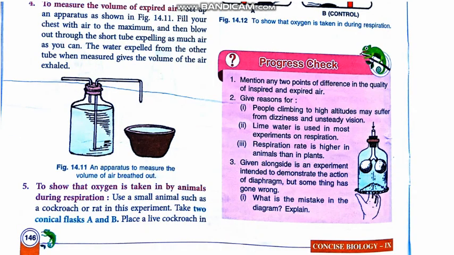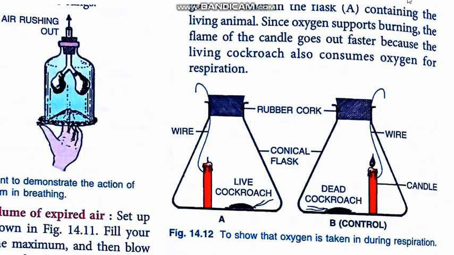Now in the fifth, what we have to do is to show that oxygen is taken in by animals also during respiration. So what we are going to do in this is, see, we are taking two flasks A and B, and B is a control. Now what we are doing is that in one we are taking a live cockroach, and in the other we are taking a dead cockroach. And a candle, of course. So rubber cork, and these are the conical flasks.